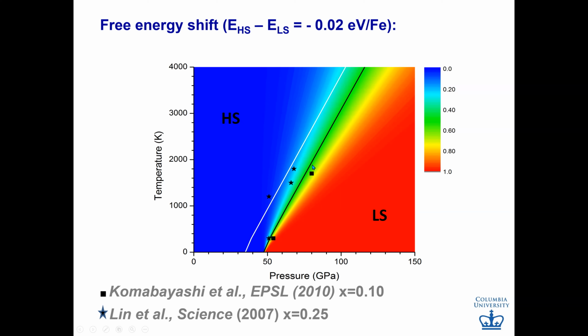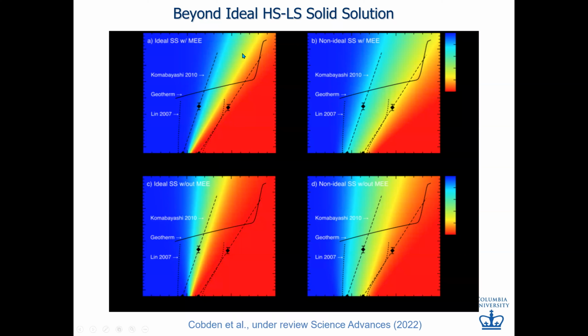But it's important to say here that the shape of the rainbow depends on the iron concentration, and I'm going to show you next. So this is the rainbow. These are the two experiments, Lin with a vertical rainbow and a curved rainbow, and the rainbow determined by Komabayashi in 10% iron, Lin 25%, Komabayashi 10% iron. So it's a different rainbow shape. This is our rainbow shifted with the energy shift.